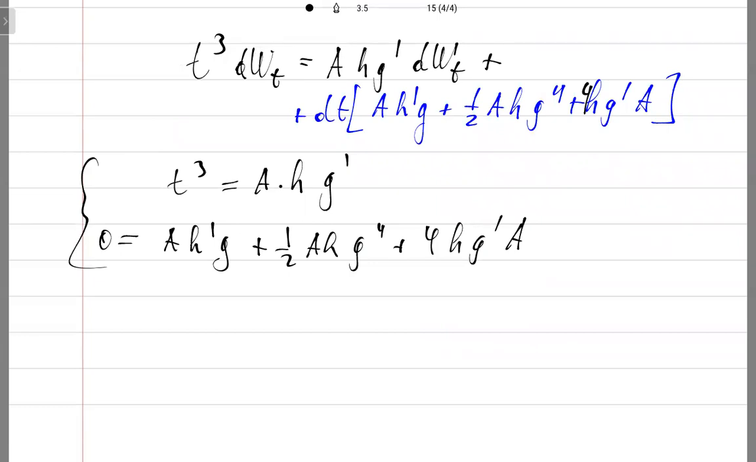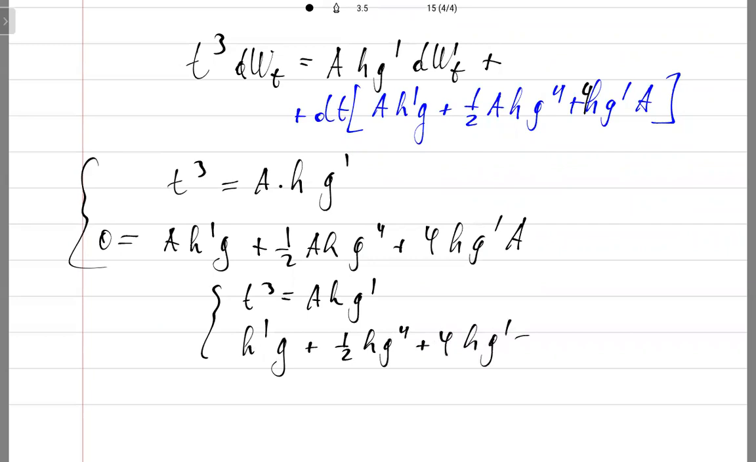How can we manage to solve it? So we can cancel a. Yeah. So it's t cube times a g prime h prime g plus 1 over 2 h g prime prime plus 4 h g prime should be 0.